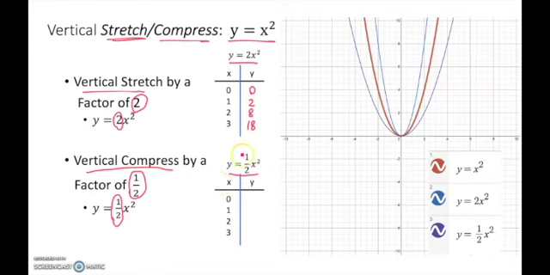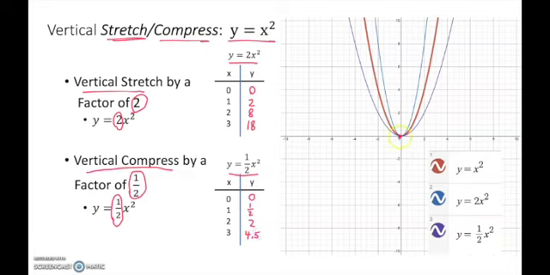Let's check this one out. When we plug in 0 here, 0 squared is 0. 0 times 1/2 is 0. What about 1? 1 squared is 1. 1 times 1/2 is 1/2. What about 2? 2 squared is 4. 4 times 1/2 is 2. And 3 squared is 9. 9 times 1/2 is 4.5. So let's go ahead and plot this graph.